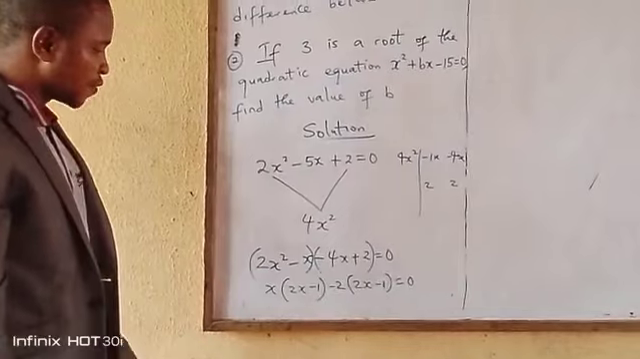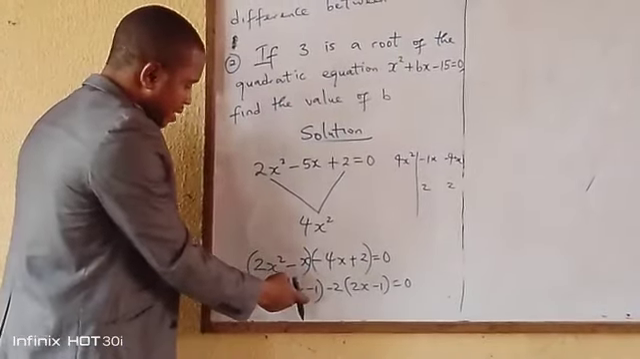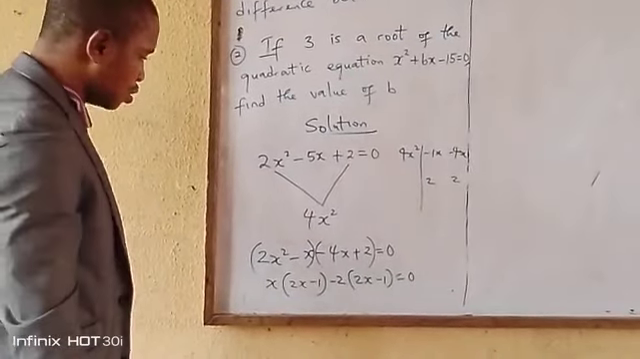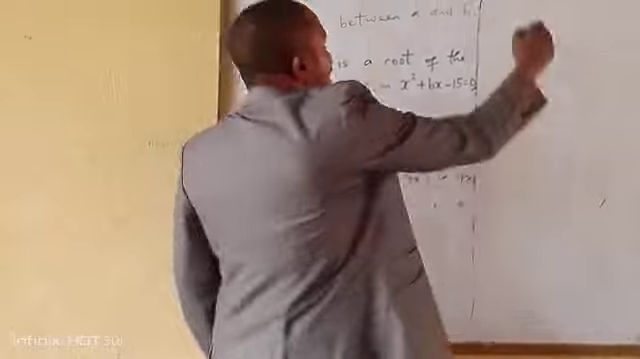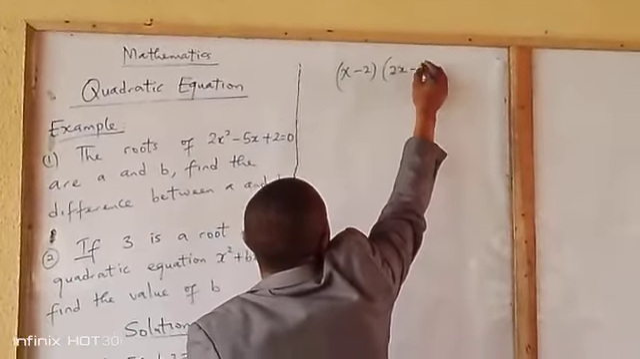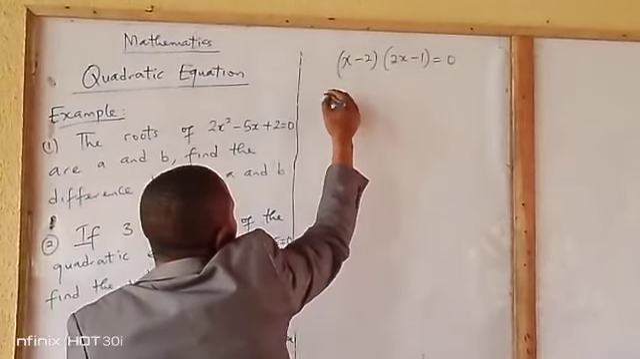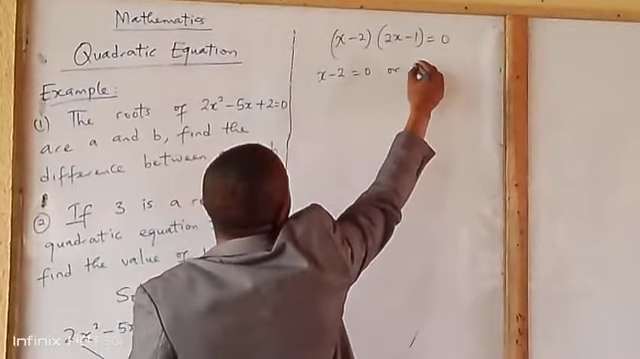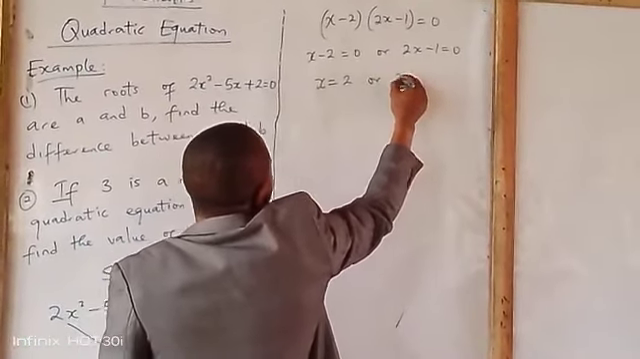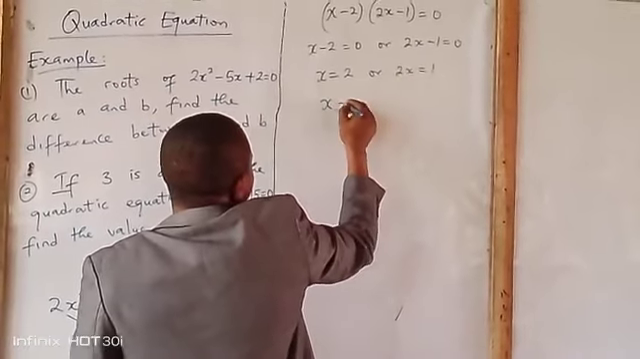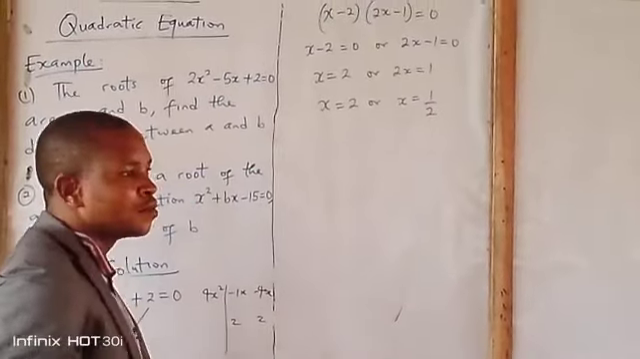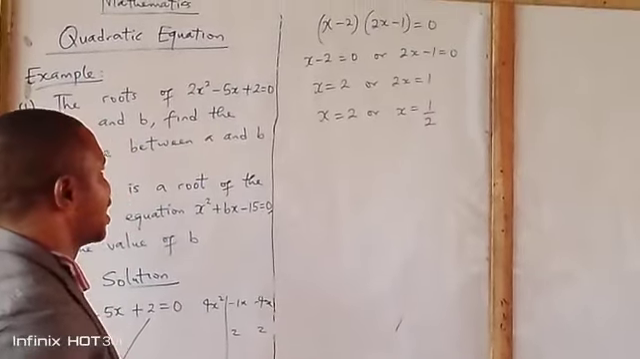And I said in my previous video that if what you have within the bracket here is not equivalent to what you have in the other bracket, that means you are wrong. So you need to take note of that. So we are going to have x minus 2 in bracket of 2x minus 1 equals 0. Therefore, x minus 2 equals 0, or 2x minus 1 equals 0. So x equals 2, or 2x equals 1. x equals 2, or x equals 1 over 2. These are the two possible values of x, which are A and B.